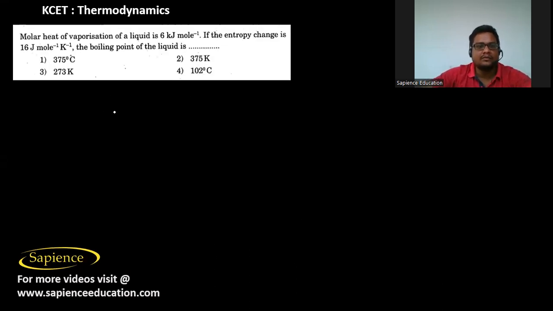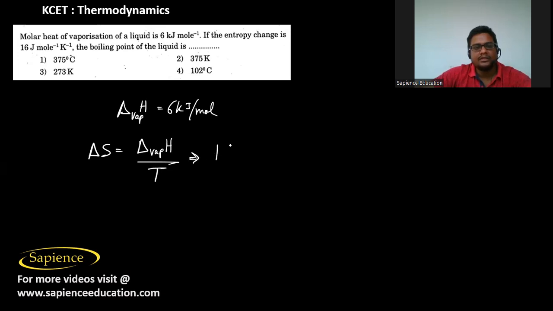Then it is asked: molar heat of vaporization of a liquid is 6 kilojoule per mole. If the entropy change is 16 joule per mole per Kelvin, the boiling point of the liquid is? So we know that delta S equals molar heat of vaporization divided by T. So the entropy change, 16 joule per mole per Kelvin, equals the molar heat of vaporization, 6000 joule per mole, divided by T. So T will be 6000 divided by 16.